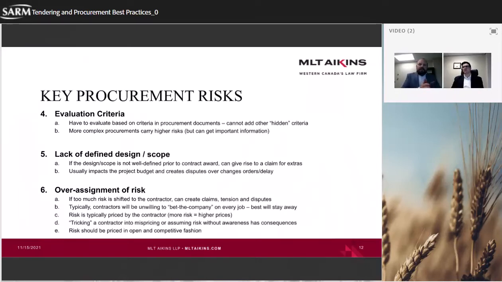Pick risks based upon who has the best ability to control, who has the best ability to insure, understand the effect of shifting risk on project budgets, and understand what is marketable. And if we're going to go beyond what's market norm, that's fine, but understand the tensions that it may cause and the cost impacts of it, and make these decisions in a very informed way.